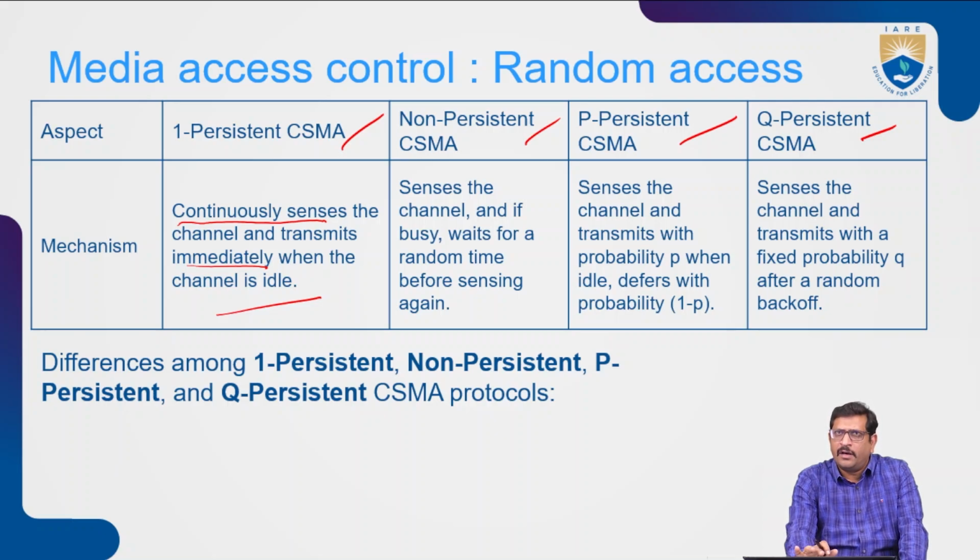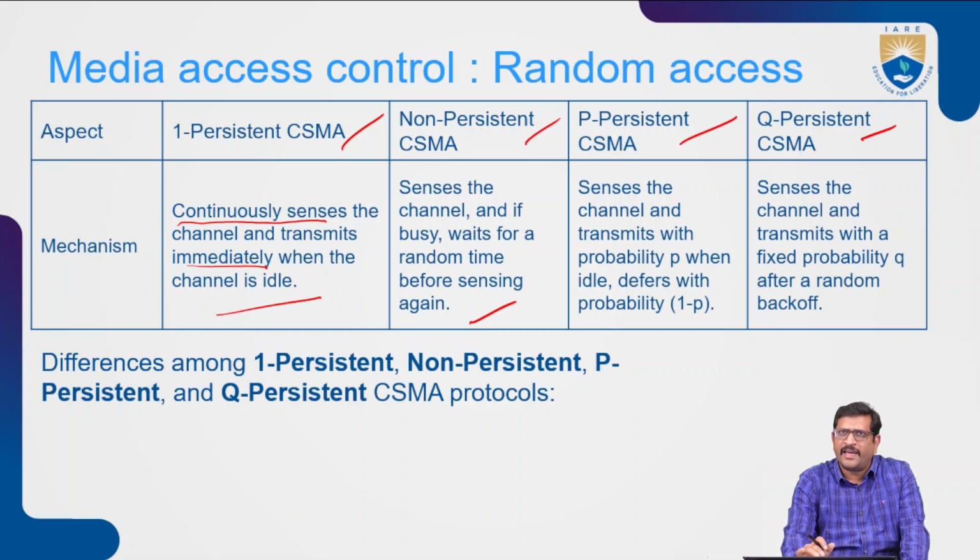That means non-persistent CSMA senses the channel, and if it is busy, it waits for a random time before sensing again. A good example is mobile communication: if a third party calls a person who is already communicating with someone else, the channel is not available, so it waits before connecting.